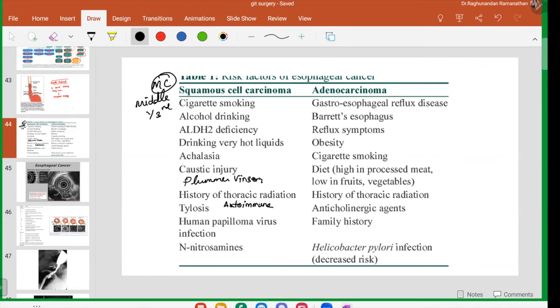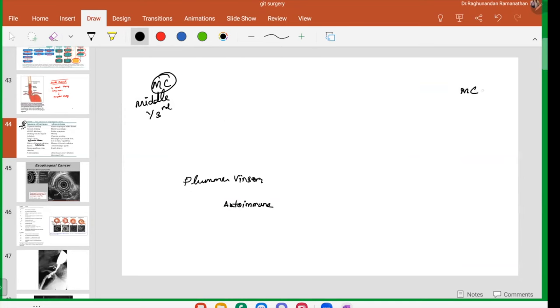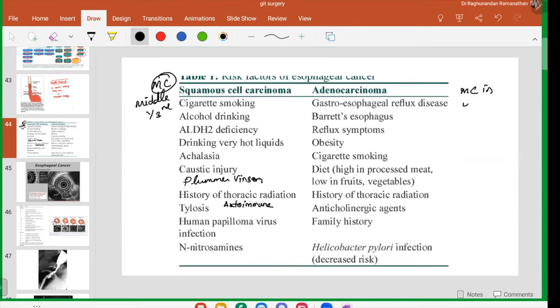Similarly, adenocarcinoma is the most common in the Western world, and its location is going to be the lower one third. Risk factors again include smoking, alcohol, GERD, CREST syndrome, Barrett's esophagus. H. pylori is protective against adenocarcinoma. Very, very important point: H. pylori decreases the risk of adenocarcinoma. This is a recent advance.